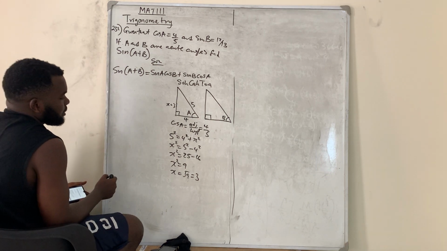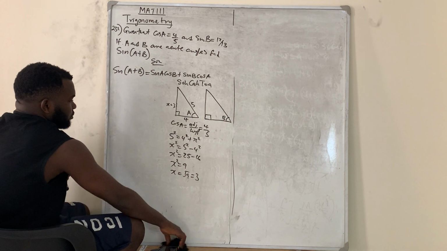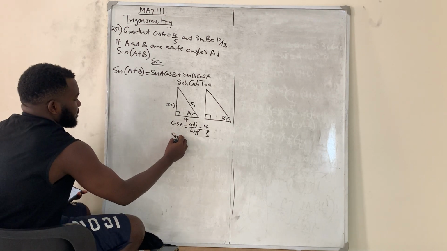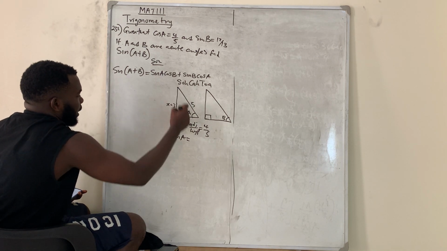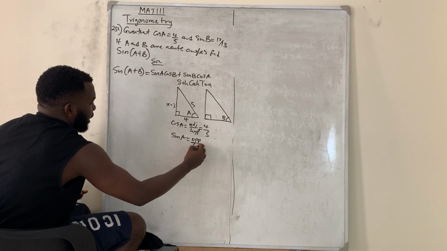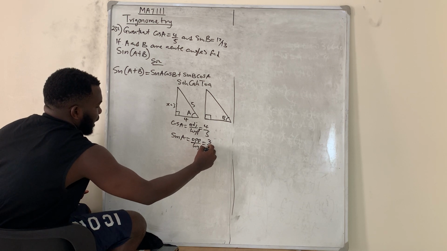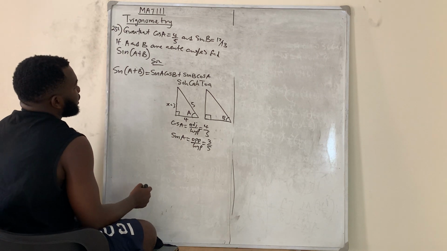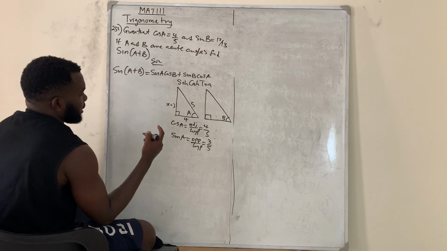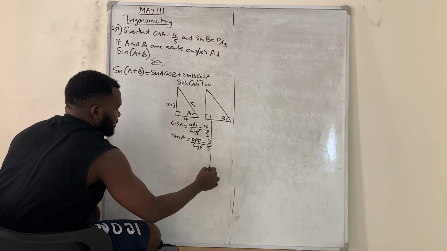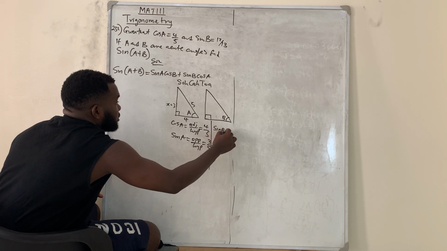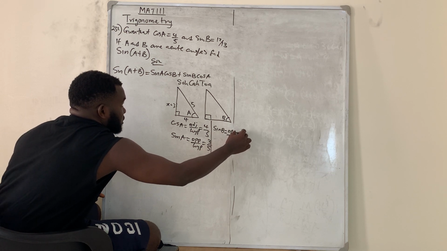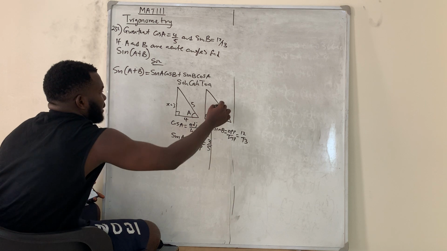So if you have gotten that here is 3, then for your sine A, sine is what? Opposite over hypotenuse. Opposite is 3, and hypotenuse is 5. That is for A. Now coming to B, they gave us 12 and 13. What they gave us there is sine. Sine B is opposite over hypotenuse, which they gave us as 12 over 13. So here is 13.